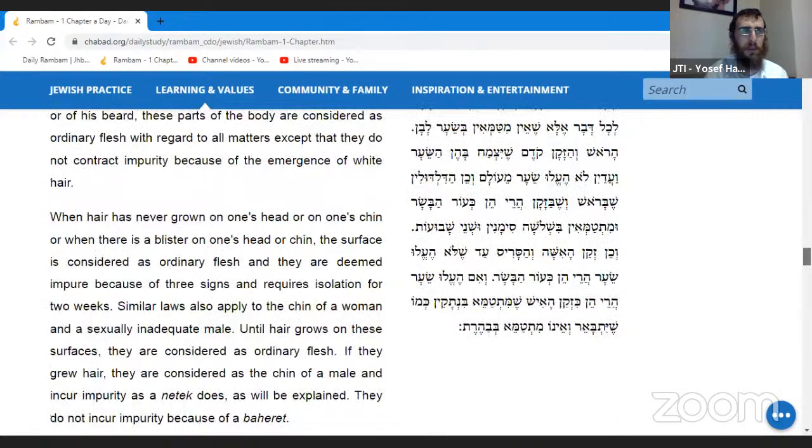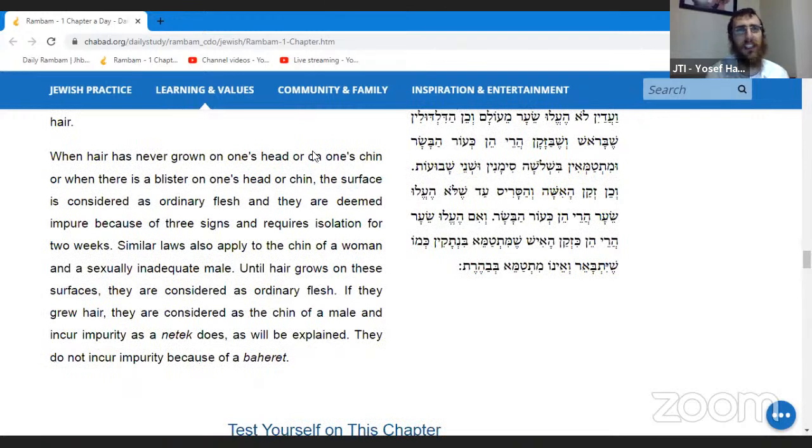So that's the exception. When hair was never grown on one's head or one's chin, or when there is a blister on one's head or chin, the surface is considered as ordinary flesh, and they are deemed impure because of all three signs and require isolation for two weeks. So if he has never grown hair over there, it's like any other part of his skin, and then he could become impure by any of the three ways: by fresh skin in the middle, or by spreading, or by white hair. Similar laws apply to the chin of a woman and a sexually inadequate male.